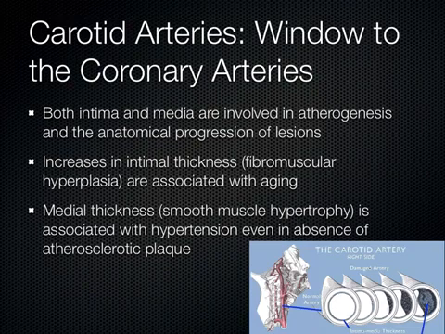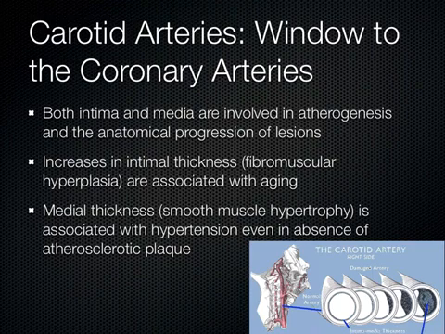During atherogenesis, the intima and the media are both involved in the anatomical progression of these lesions. In the intima you get fibromuscular hyperplasia naturally during aging, but in the media you get some smooth muscle hypertrophy when you have long-standing hypertension. And then there's a plaque. You can always have a plaque between these layers, and that's what's causing the narrowing. So age itself and hypertension can also be an indicator of intimal medial thickness.